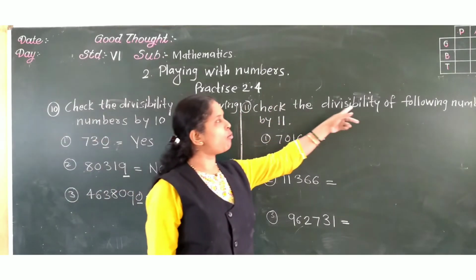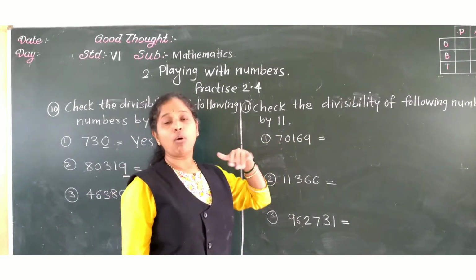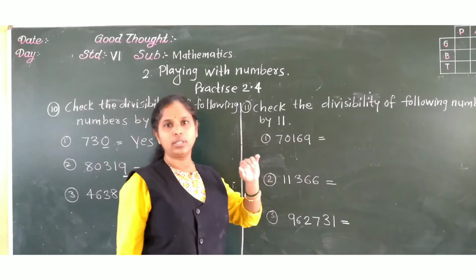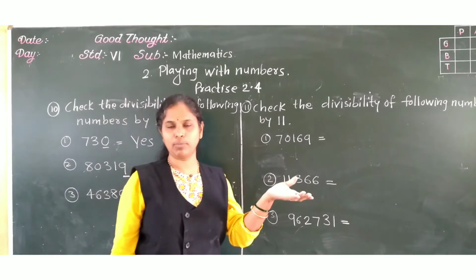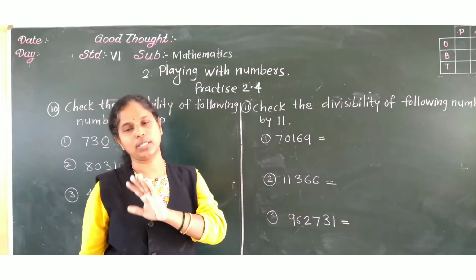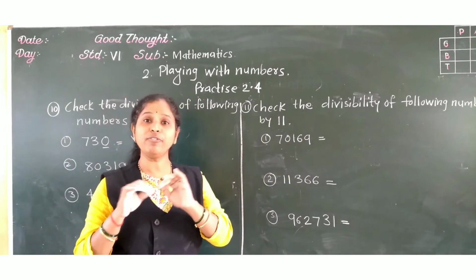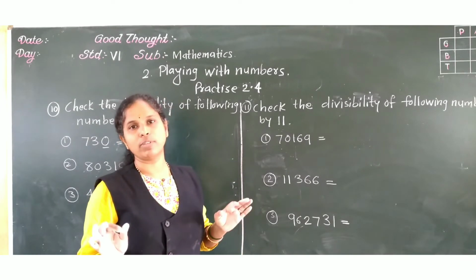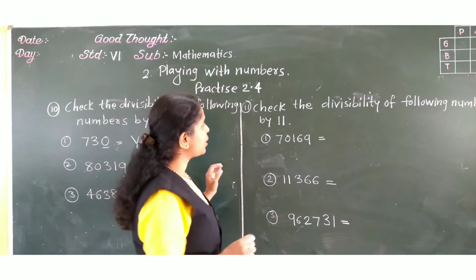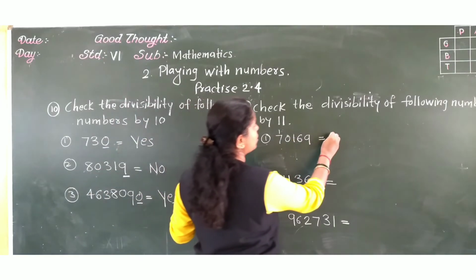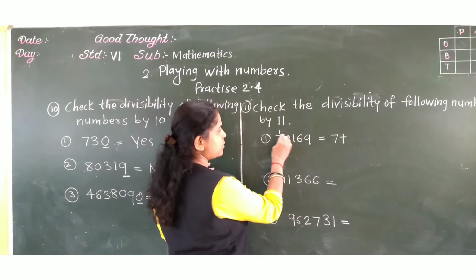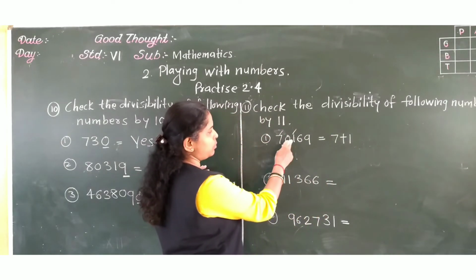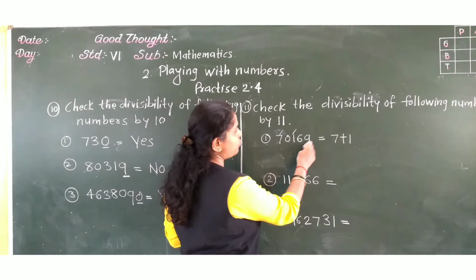Check the divisibility of following numbers by 11. Now what is the test for 11? See here, we have to add the digits which are present at the even places and the digits which are present at the odd places. And if the difference of that is divisible by 11, then the given number is also divisible by 11. See here, now this is 7 plus, this we have to leave, then 1, this is 1 place, 2 leave, 3, correct, then 4 leave, 5.